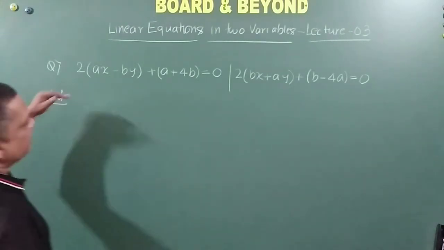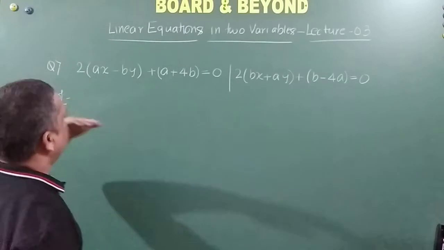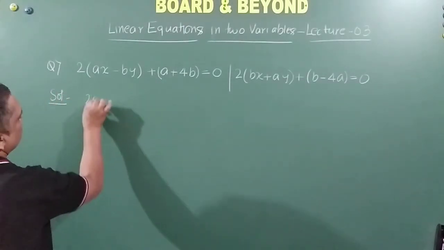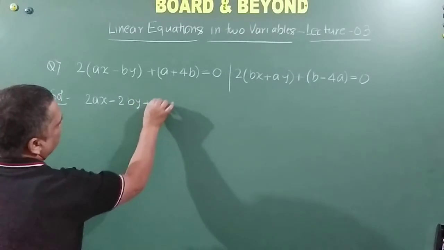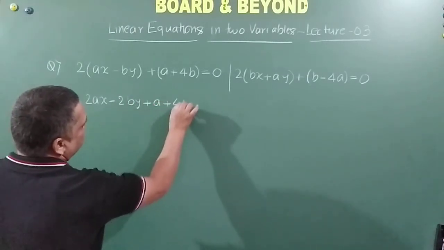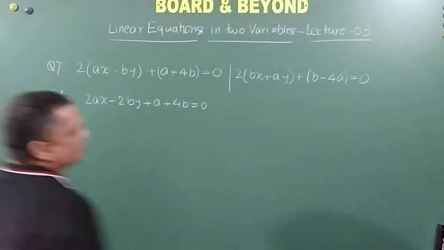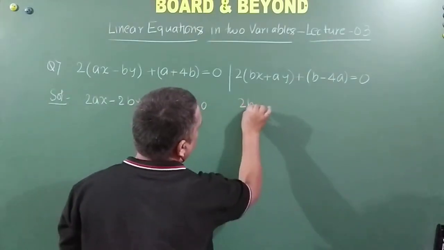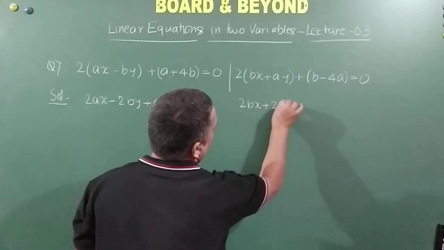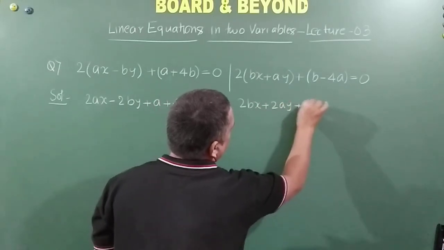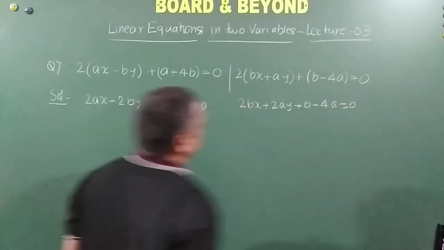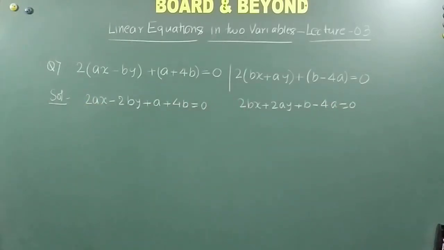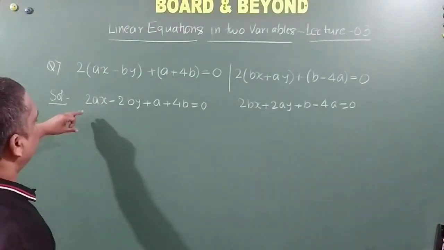Solution. So what we will do is open up the brackets, friends, right? So this becomes 2ax minus 2by plus a plus 4b is equal to 0. On the other hand, this becomes 2bx plus 2ay plus b minus 4a is equal to 0. Right friends?